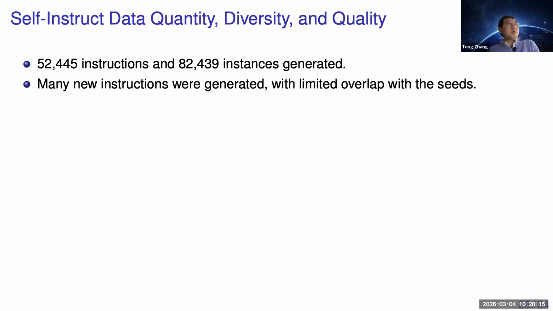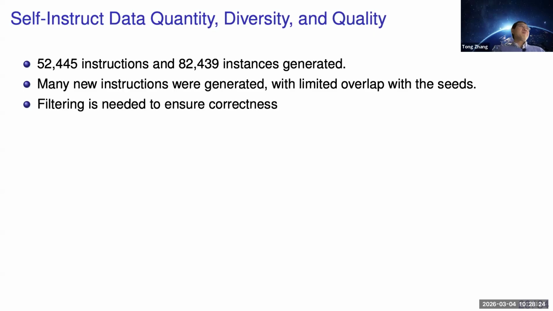But many new instructions were generated with limited overhead from the seed. Filtering is needed, but it's definitely much faster than having humans generate all of those. You just filter, and in fact you can train a reward model to do that in RL, so that would be even less work than human generation.